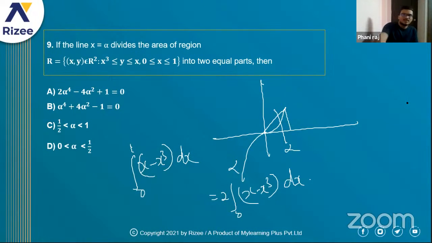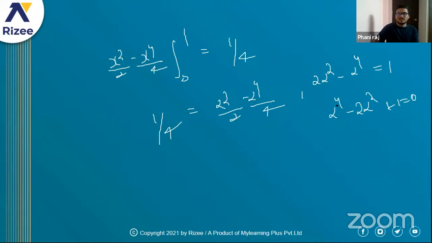Huh? 2 alpha power 4. Okay. Oh, I did not do the 2. Sorry. You should do 2 here. This is 2 times. Right. Okay.